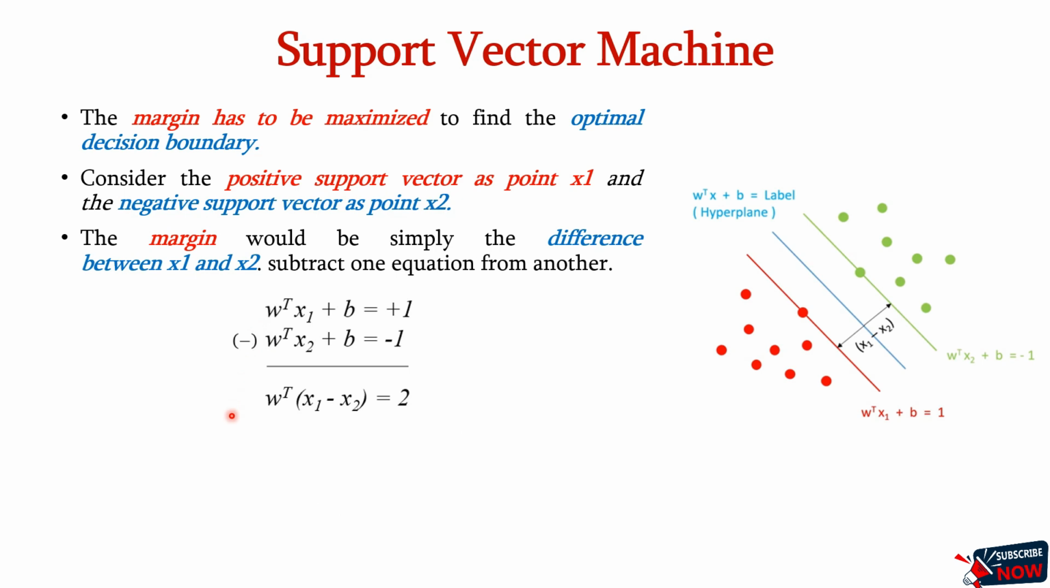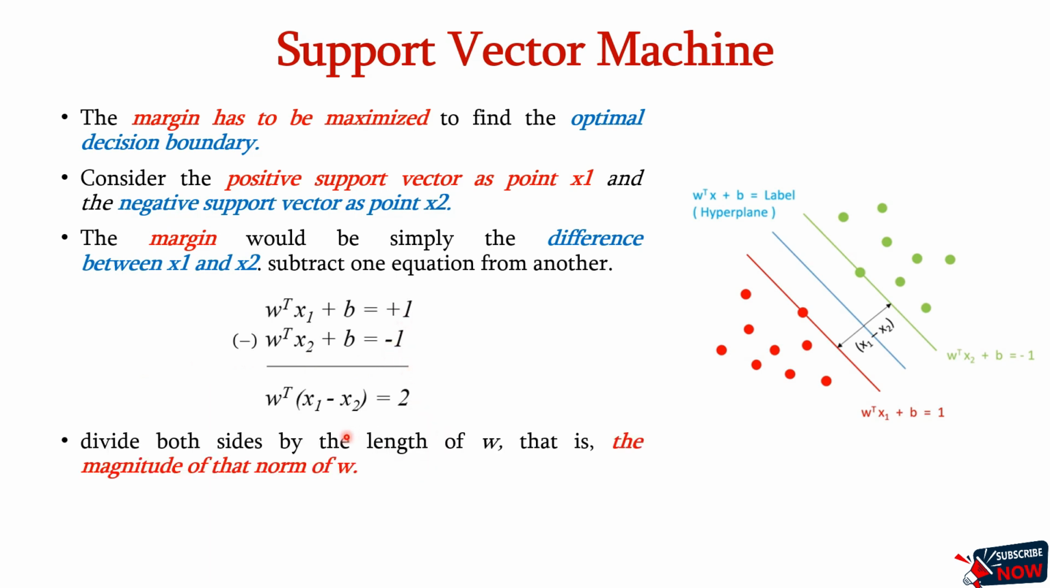So if we subtract this, we take W transpose as common and we write x1 minus x2. This b plus b, and here we have minus sign, so it becomes minus b. So it gets cancelled, and minus into minus it is plus here. So 1 plus 1 it is 2. Now let us divide. So we need only x1 minus x2.